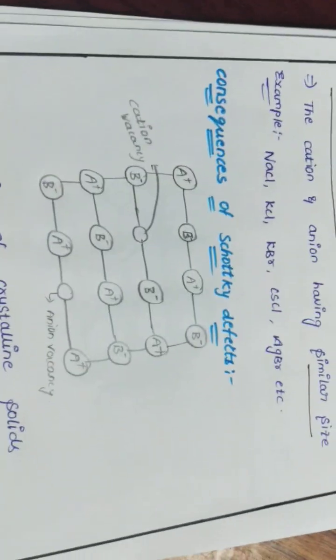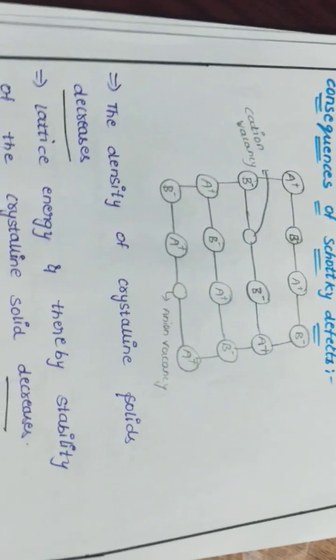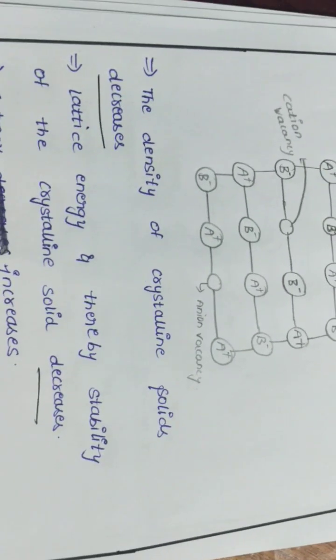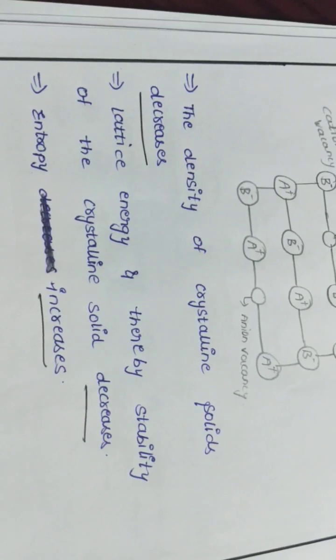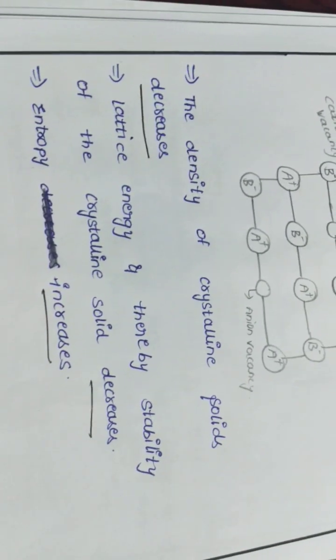Consequences of Schottky defects. The density of crystalline solids decreases, lattice energy and thereby stability of the crystalline solid decreases, and entropy increases.